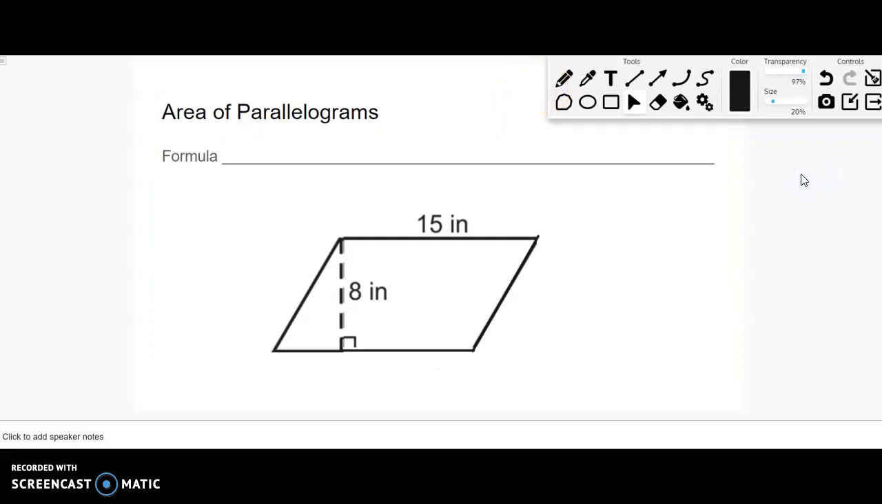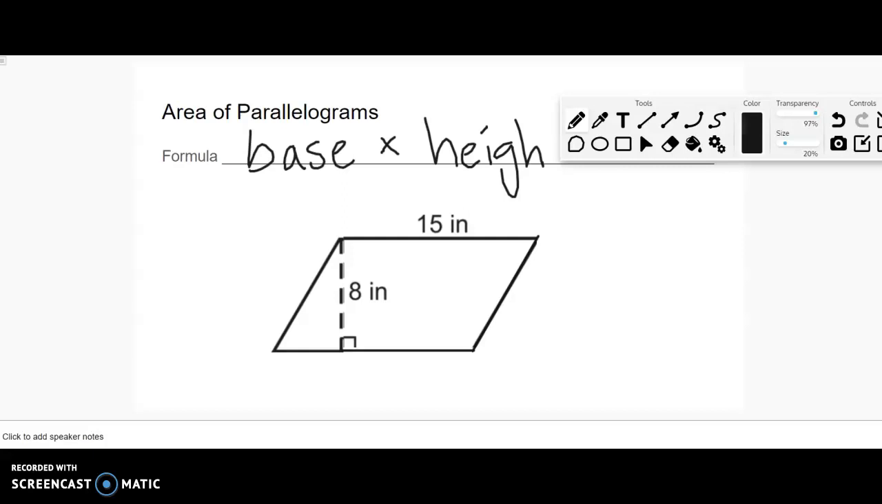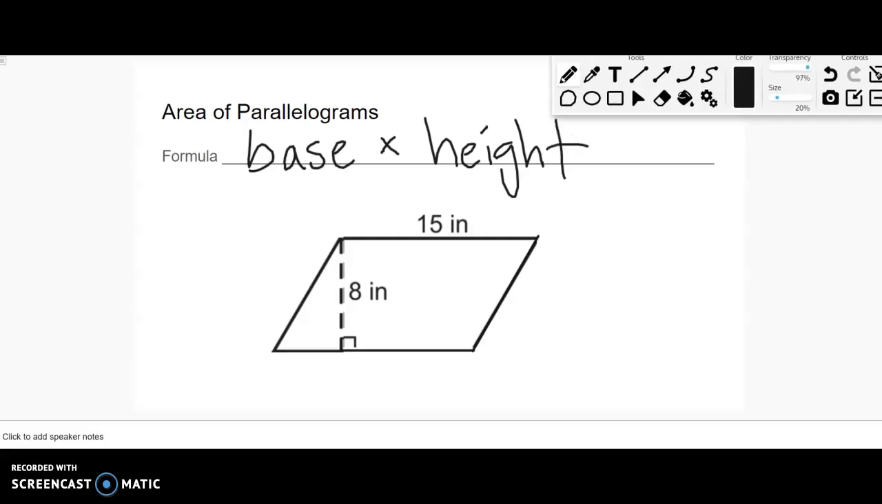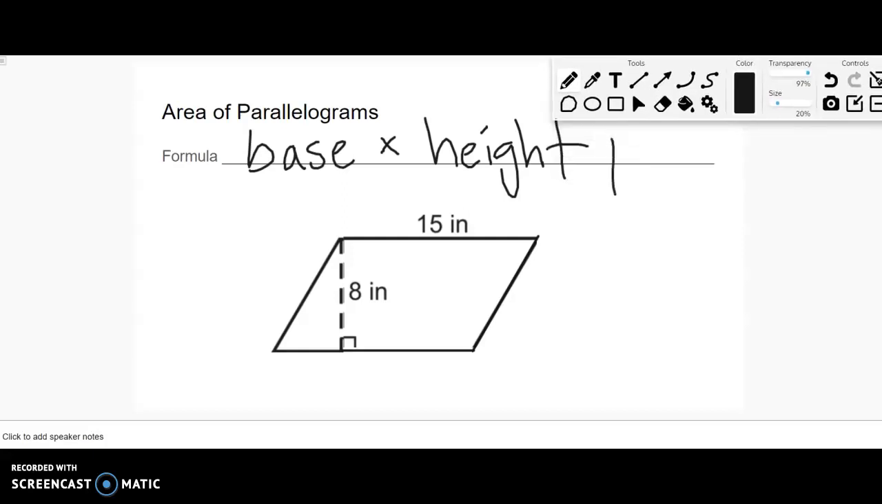All right. For this lesson, we are going to work on finding the area of parallelograms. Now, the formula, the way we find it, is we do the base times the height, assuming the base and the height that we get, just like in a triangle, need to be perpendicular. Okay? And let me show you why this works.